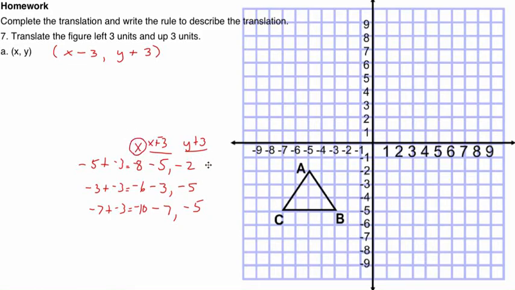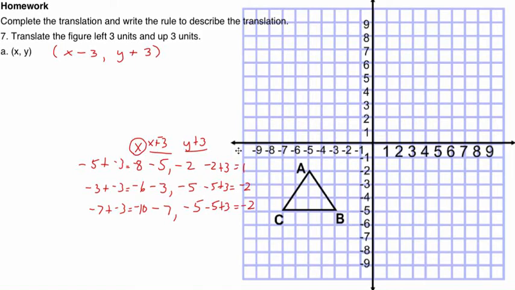Okay, and then we do the y. So I have negative 2 plus 3 is positive 1. I have negative 5 plus 3, that's negative 2. And then I have another negative 5 plus 3, so that's going to be negative 2 as well. So those are your y coordinates.